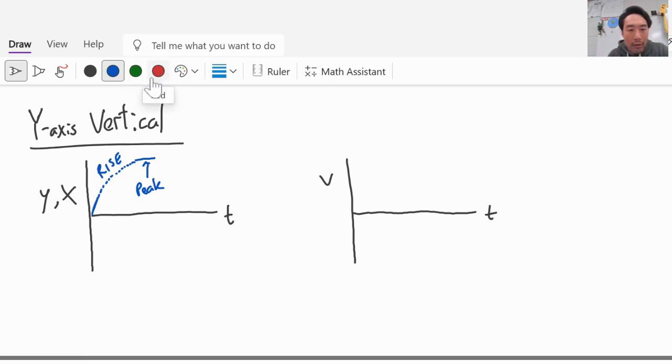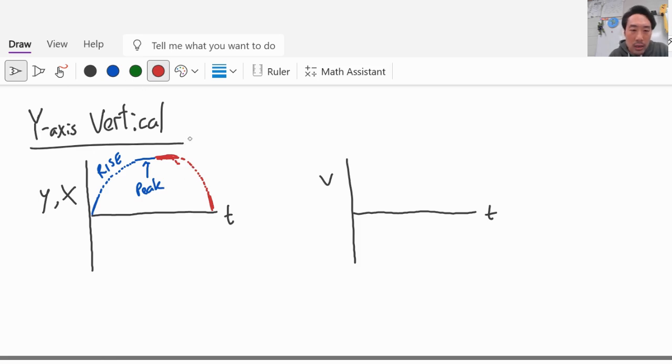Now I'll do the latter half in a different color. After the peak, the velocity is 0, but then it starts to fall. So we start off with no velocity, and then it goes downwards with a negative velocity, like so. I'm going to finish the curve in between with dotted lines, just to show you the motion there.